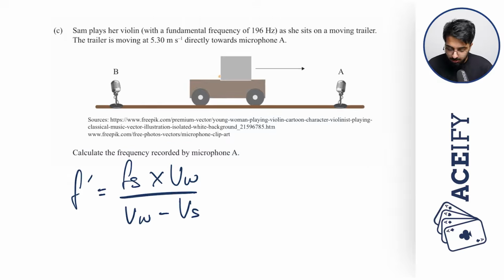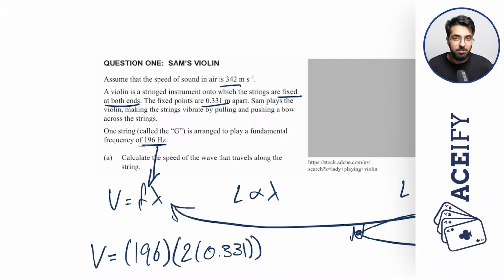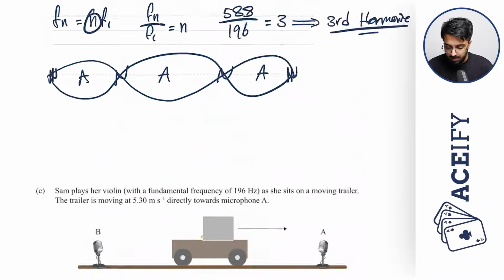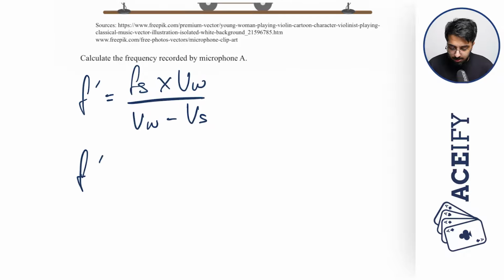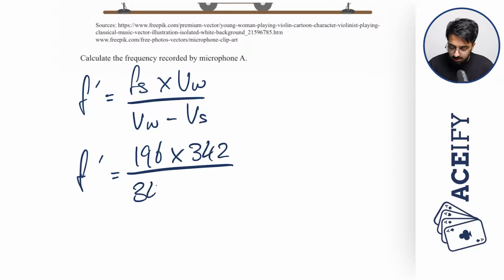But we know the source frequency as that's 196 Hz. We know the velocity of the source because it's traveling at 5.3 meters per second, and we know the velocity of the wave as it's given up here as 342 meters per second. And so now we can just simply plug in our numbers. We have our perceived frequency is equal to the source frequency, which is 196 Hz, times 342 meters per second, all over 342 minus 5.3 meters per second.